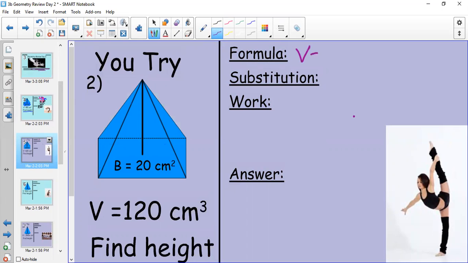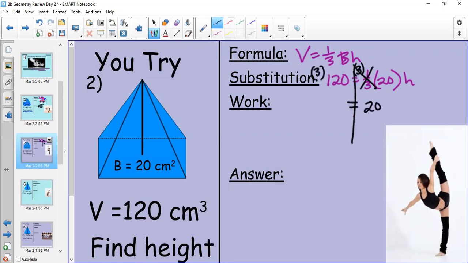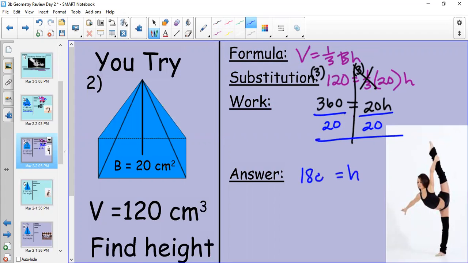All right, let's see how you did. Again, 1/3 big B H, we plugged in 120. We plugged in 20, and we are looking for the height. So to get rid of the 1/3, I multiply both sides by 3. That cancels out on the right side, giving me 20h. And on the left side, 120 times 3 is 360. Last, we're going to divide by 20, which would give us a height of 18 centimeters.